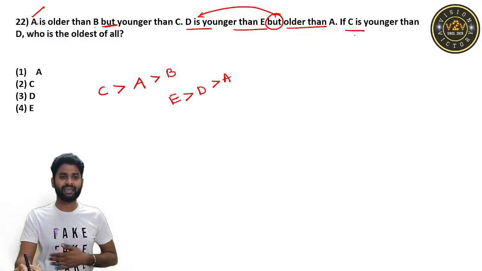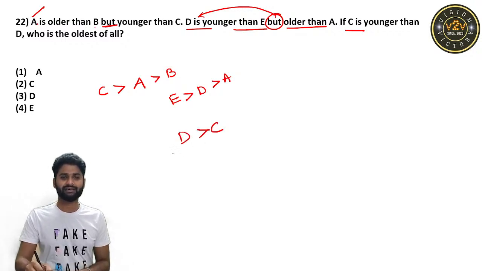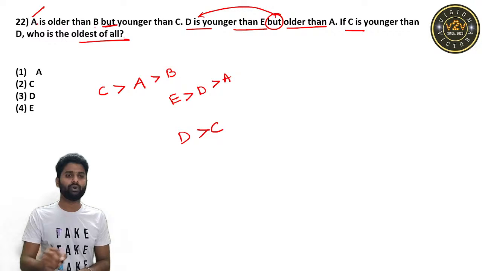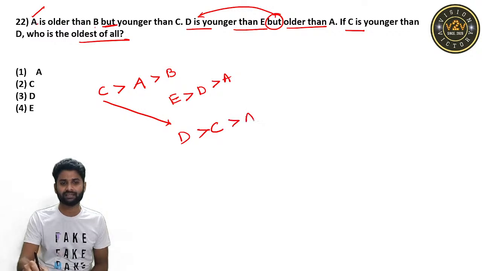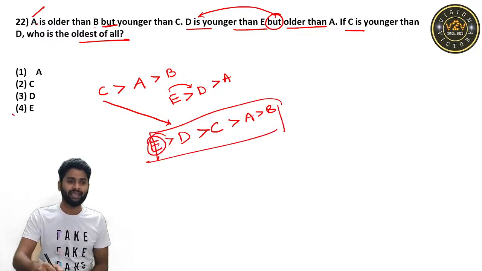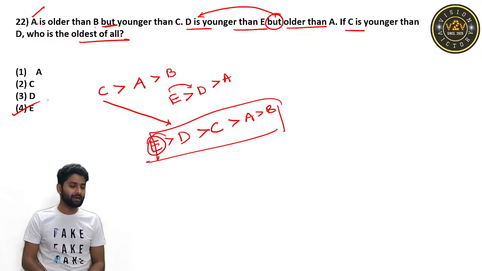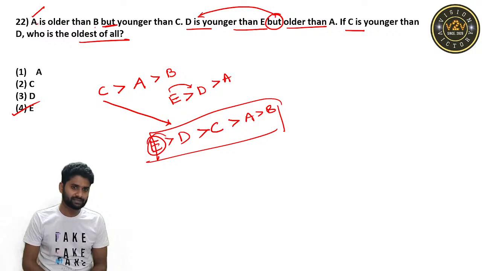If C is younger than D, so C is younger, so D is elder than C. Then who is the oldest of all? Let's take this comparison here. D is greater than C. C is greater than A. A is greater than B. As you know from this comparison, E is elder than D. So overall, you should understand that E is the oldest among all. So that's the comparison.